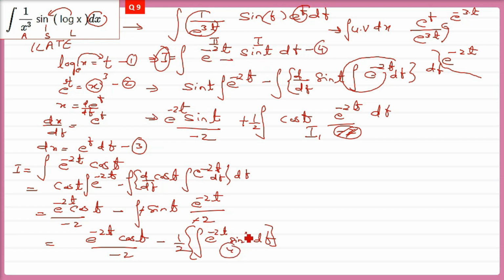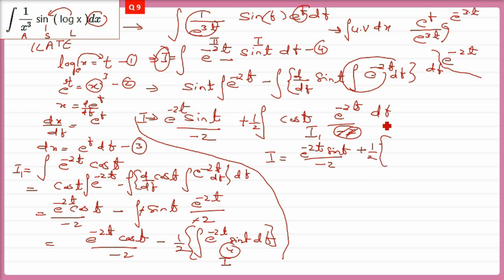So this is actually the fourth equation, if you call it 4. So we'll just write I here. Now I am changing now because this is I1 actually. So I am going to place I1 in place of this expression. So I will be equal to, this is e negative 2t sine t divided by minus 2 plus half, and in place of cos t e raised negative 2t, I am going to write everything which we got for I1. So this e raised negative 2t cos t by minus 2 minus half, and here only you have to write I. Now you can take, first you have to multiply a half inside, then we'll deal with the other thing.